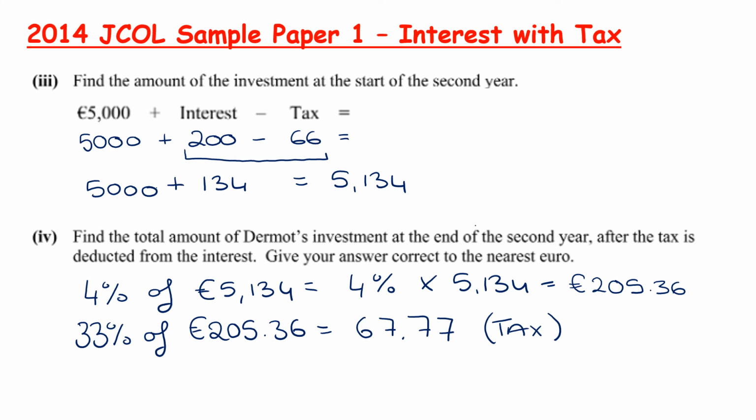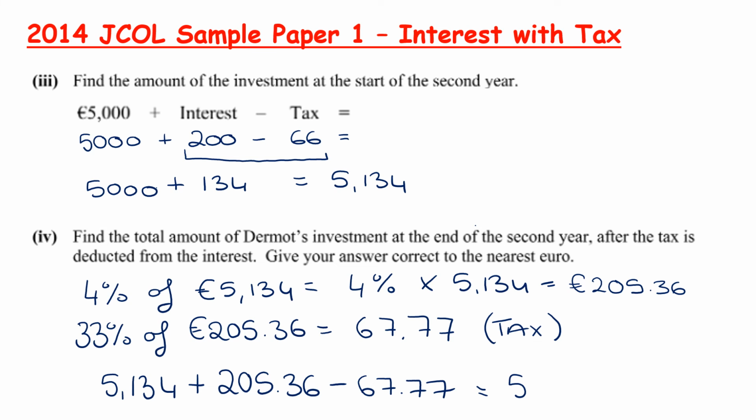So then we have the amount he started with, which was 5,134, plus his interest, 205.36, take away his tax, 67.77, and that goes into the calculator. And when we put that into the calculator, we end up with €5,271.59. So this is an example of where that formula we had from our log tables wouldn't be of any use, because we need to work through this year by year in order to find the interest and in turn find the tax.